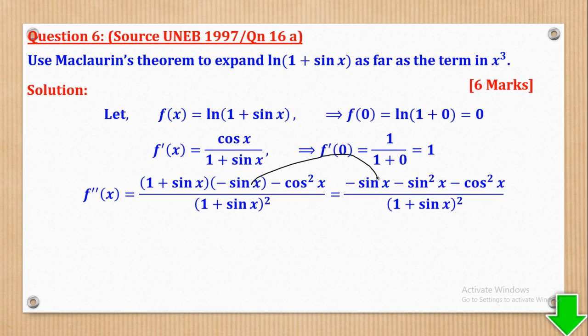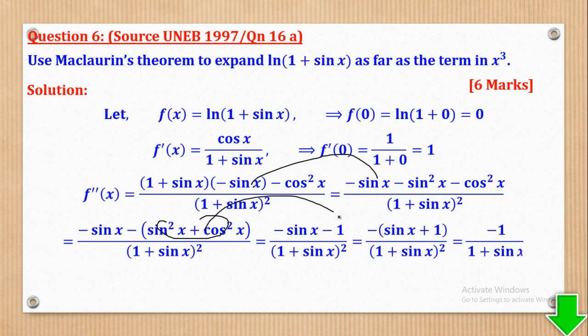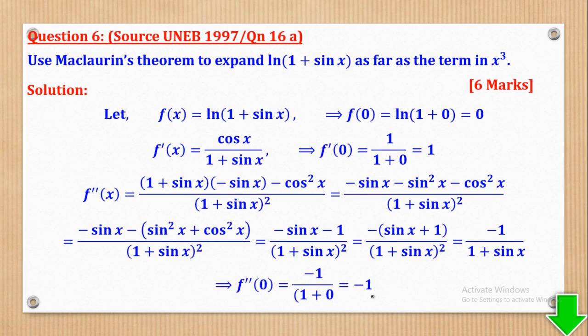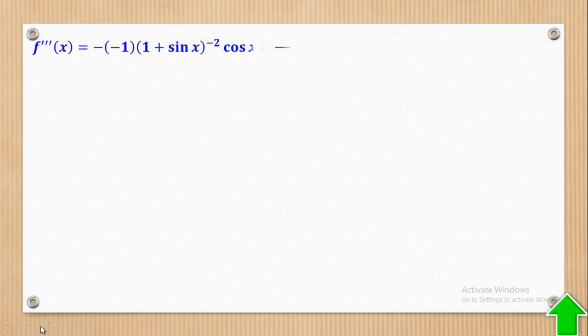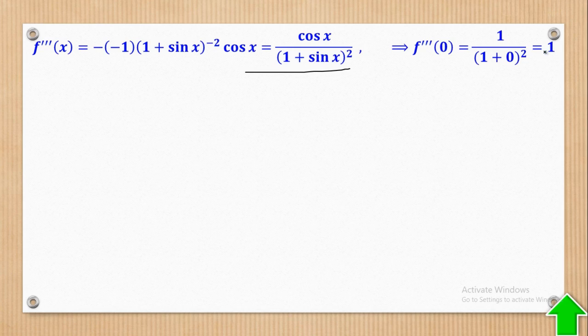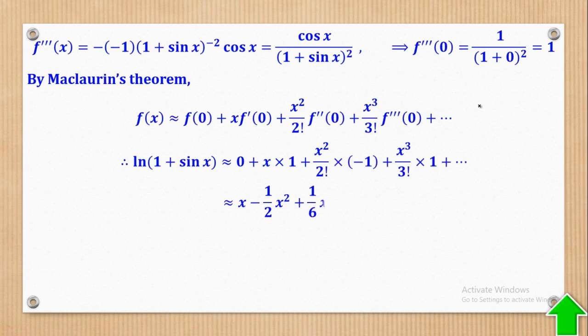Then I simplify, I'll come up with this. Simplify further, I'll come up with that. Then the whole of this is equal to 1, so I put it here 1. Then factorize out negative 1 to come up with this. Then cancel 1 to remain with negative 1 over 1 plus sine x. Then substitute for x equal to 0, come up with negative 1. Then for the third derivative, we shall come up with this. Substitute x equal to 0, come up with 1. The next is to quote the Maclaurin's theorem, then substitute. Then use a calculator to come up with the required expansion.